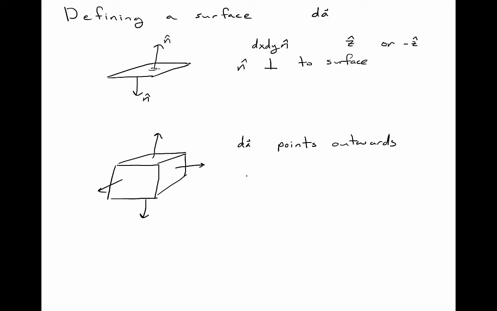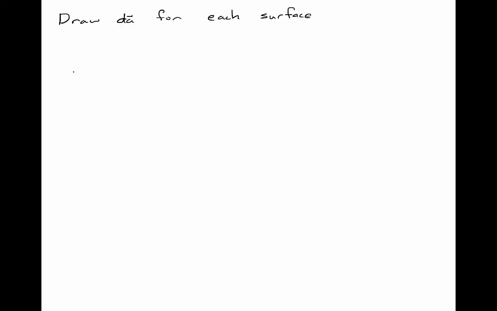So now to help you practice this, I'm going to give you a couple examples to do yourself. So I'm going to give you some surfaces, and I'm going to ask you to draw which direction dA is going on that surface, just like I did for this cube. And if it's a 3-dimensional surface, remember you may need multiple dAs. Just like for that cube, you need 6 dAs. So this first one is a flat disk. This second one is a sphere.